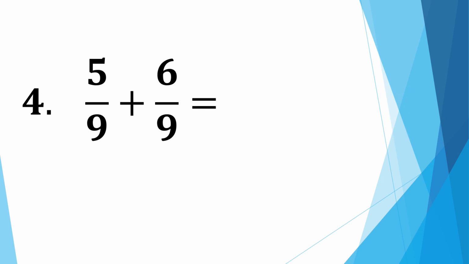Number 4, 5 over 9 plus 6 over 9 is equal to. Step 1, add the numerators. 5 plus 6 is equal to 11. Then copy the denominator, 9. 11 over 9 is already in the lowest term, but we can change this improper fraction to a mixed number. How? By dividing the numerator by the denominator.